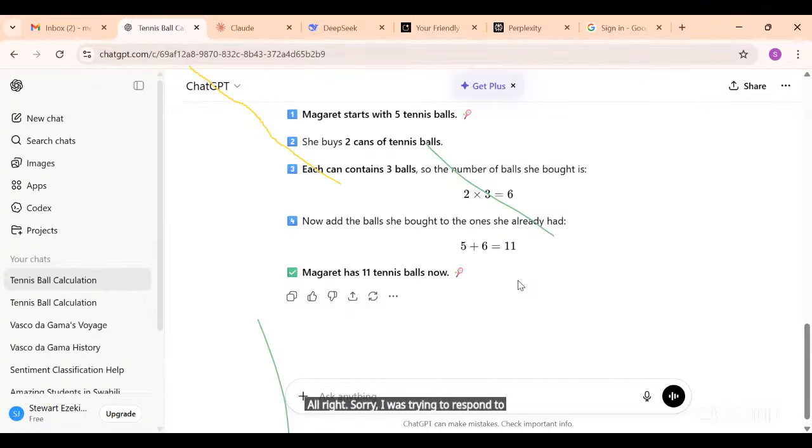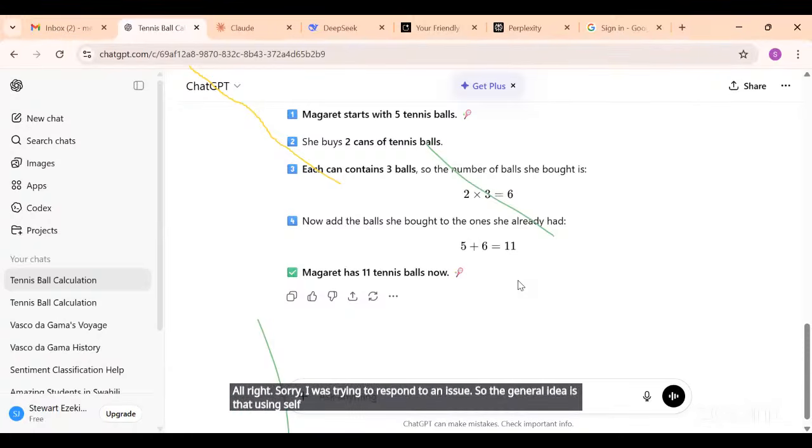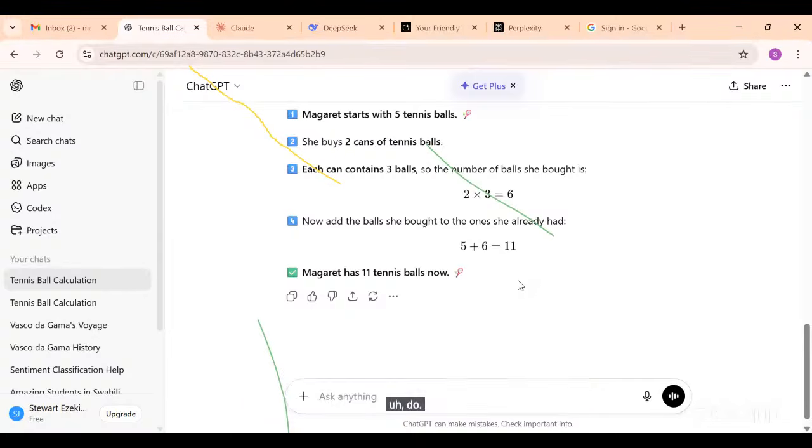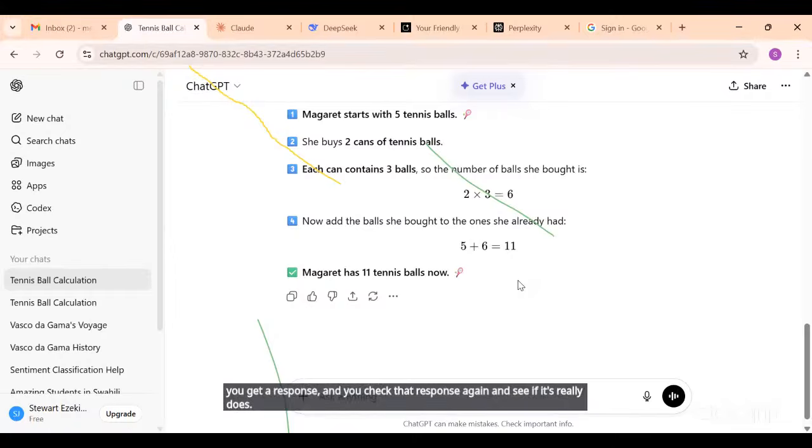So the general idea is that using self-consistency, you will be able to observe that, okay, this particular answer is coming out all the time. What can we do? You get a response, and you check that response again and see if it really does make sense.